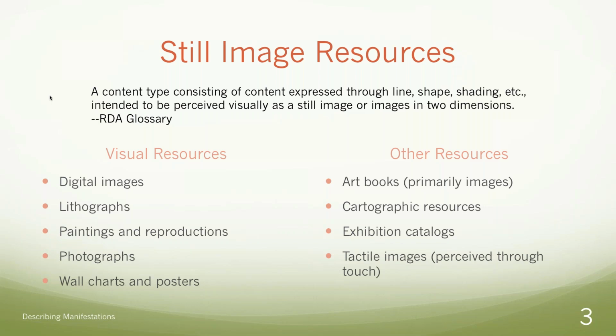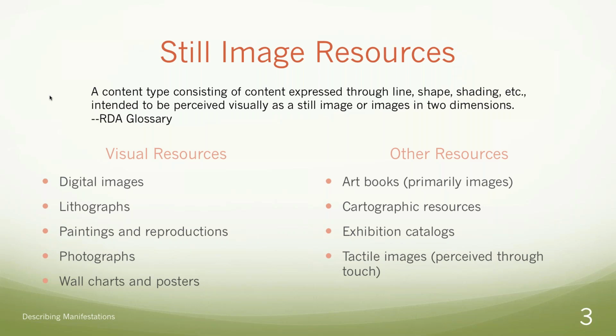So still image resources are a content type consisting of content expressed through line, shape, shading, etc., intended to be perceived visually as a still image or images in 2 dimensions. So our typical pictures, digital images, lithographs, paintings and reproductions, photographs, wall charts and posters, that sort of thing. So these are our common visual resources. So if you're thinking in terms of a WorldCat record type, you would choose visual resources in your work form for cataloging those types of resources.